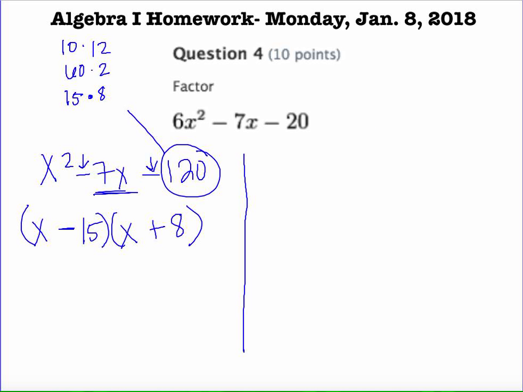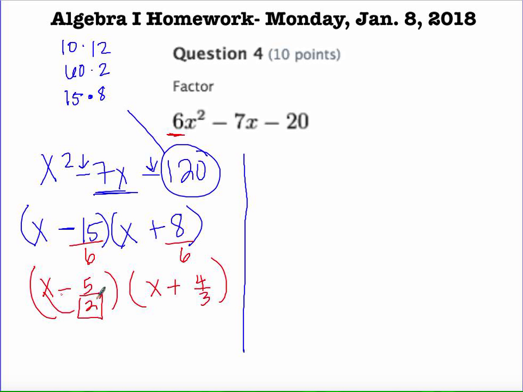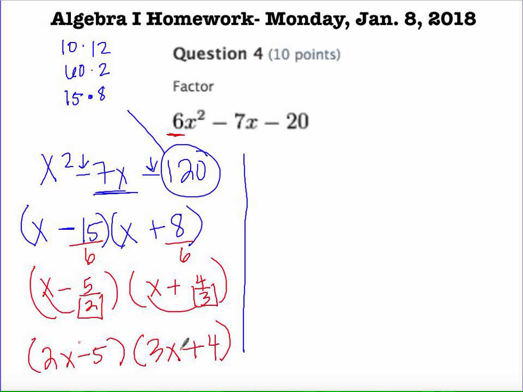Remember, if I do this trick, I have to always go back and divide by that leading coefficient. So I'm going to divide both pieces by 6, and here I have to be careful because I have to reduce. x minus 15 over 6 comes out to be 5 halves. x plus 8 over 6 comes out to be x plus 4 thirds. And since they're both fractions, I have to do bottoms up and put the bottom up front. So we'd have 2x minus 5 times 3x plus 4. And that should fall back out.